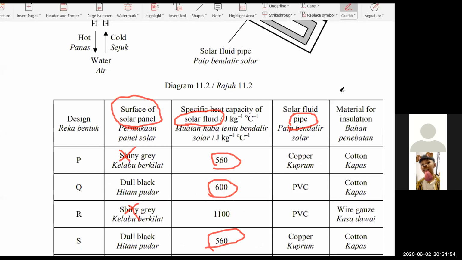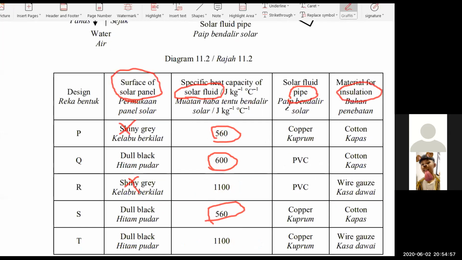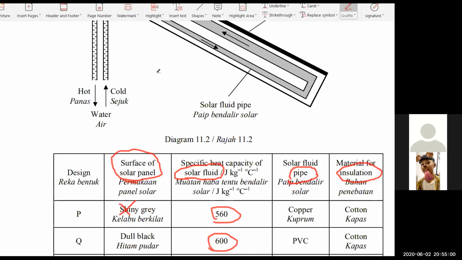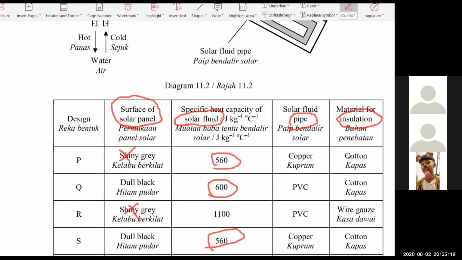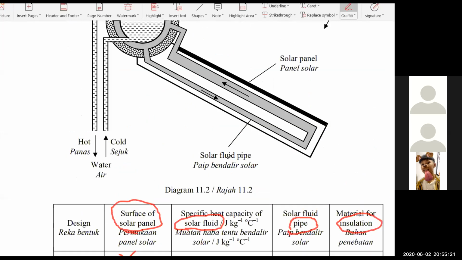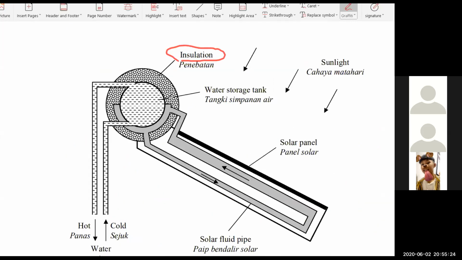Okay? And last, insulation. Insulation means to cover the thing, cover the water. So do you choose cotton or wire gauze, which one? Pingyi, are you there? Pingyi is not there. You choose cotton or wire gauze? Cotton. Yes, very smart. Why choose cotton? What is the reason? Can prevent the heat loss to the surroundings. Yes, correct. Cotton prevents heat loss, because cotton is a very bad heat conductor. It won't conduct the heat.